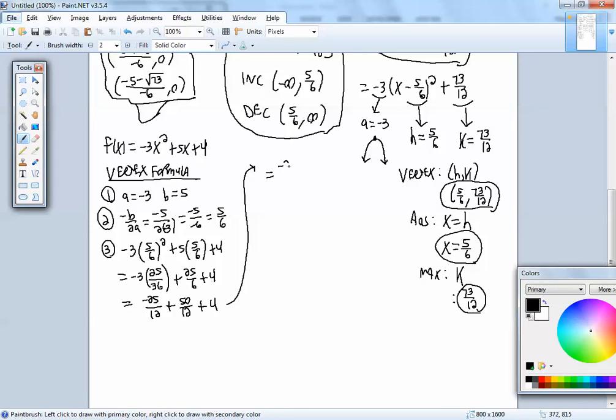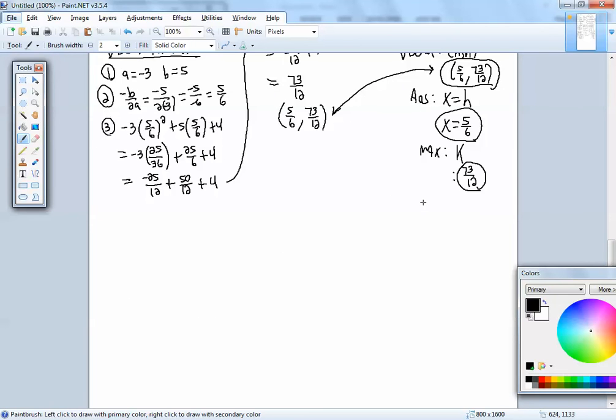Which gives us negative 25 twelfths plus 50 twelfths is 25 twelfths plus 4. So we got 4 times 12, which is 48, 48 plus 25 is 73 over 12. Now the value from step 2 is our x part of our vertex, and the value from step 3 is our y part of our vertex. And you notice it gives us the same as if we did it in that manner.